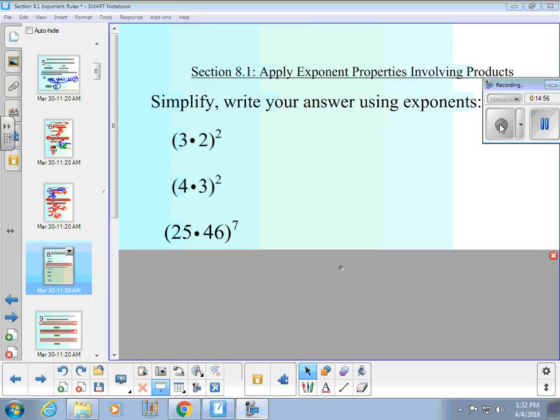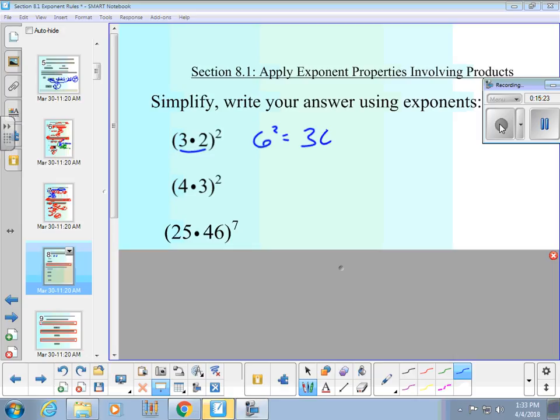Then, lastly, you learned a third rule yesterday about applying power properties with products, and you learned that some of these problems here that look kind of simple, even where they're just multiplying numbers together in parentheses and it's to a power. A lot of times you might just think, well, if I was actually going to figure out the answer to this problem, I would probably just take 2 times 3, since I know both the numbers, right? And then I would square it.